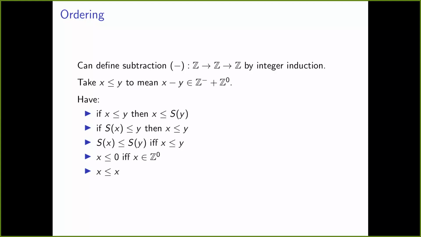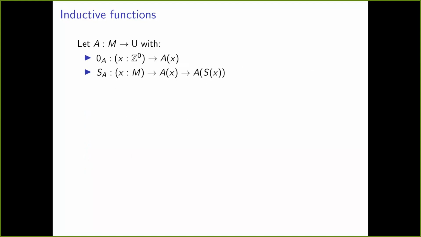Of course, we expect to have more properties, like transitivity, but it's not so clear how to prove it, and we won't use it. Right. Okay. So what does this have to do with inductive functions? When I say inductive function, suppose you have a type family A over M, and you have this data, which is what you would need in order to define a section of A by induction. But here I wrote something a bit stronger than just A of 0. I write that you have A of x whenever x lies in the 0 part.